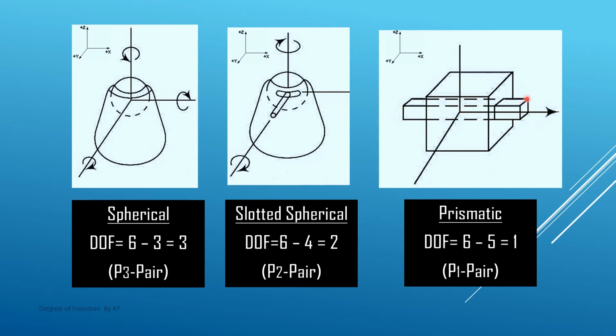And if we see this block, because the cross section is of rectangular shape, it is having restriction in all the rotational directions along x, y, and z. So total, it is having 5 restrictions, 2 translatory and 3 rotational. So it is having total degree of freedom as 6 minus 5 should be equal to 1. This we are calling as a P1 kind of pair, means the pair which is having single degree of freedom and which is having 5 restrictions.